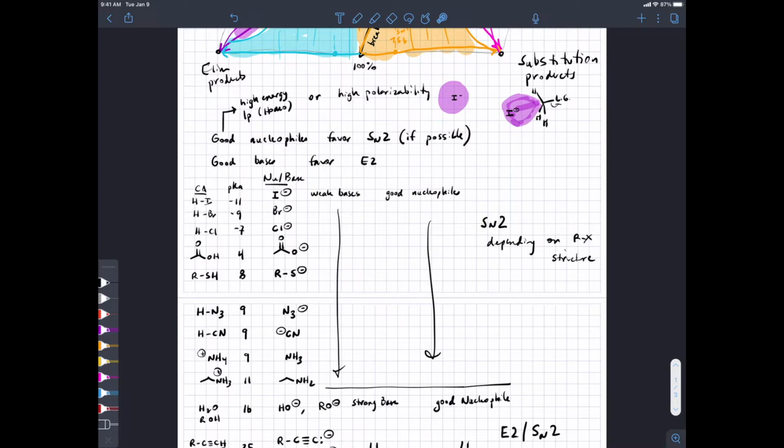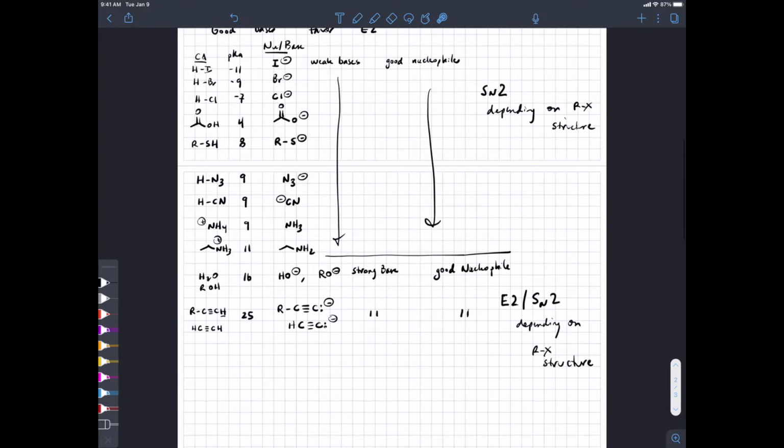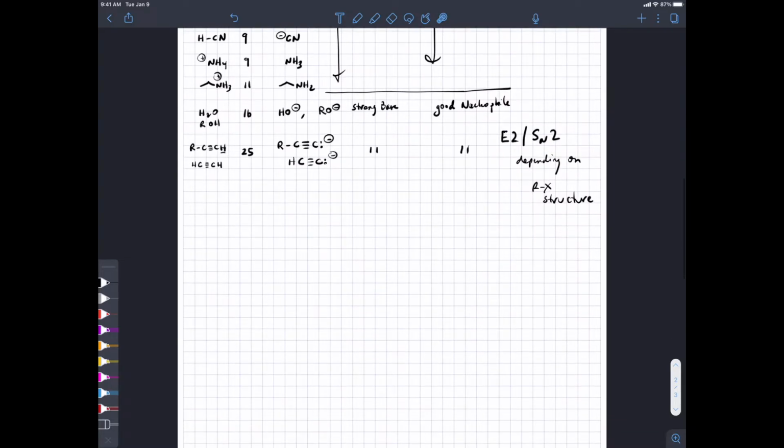So, exceptions. Those are always fun. We haven't seen any weak nucleophiles yet. The following molecules are going to be in the category of weak nucleophiles and weak bases. These are the molecules that aren't going to do SN2 and are not going to do E2 because they're not reactive enough.